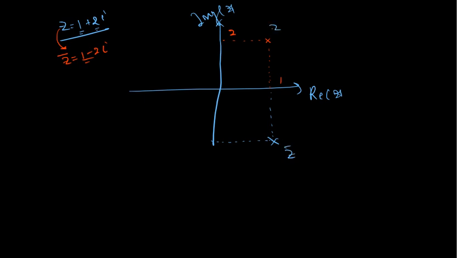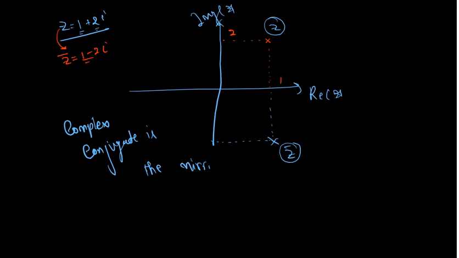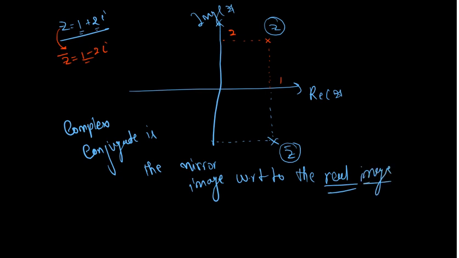So what we are seeing is that the complex conjugate is the mirror image with respect to the real axis. Keep in mind, if you take the image with respect to the real axis, then it will be the complex conjugate. Clear? So it will give a complex conjugate.